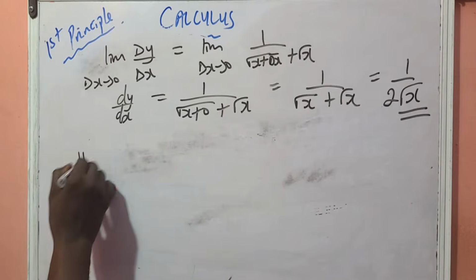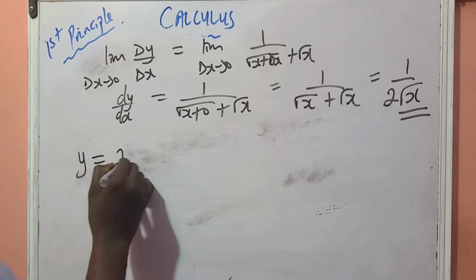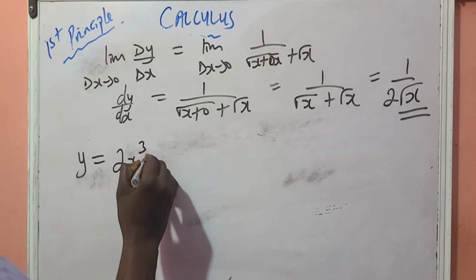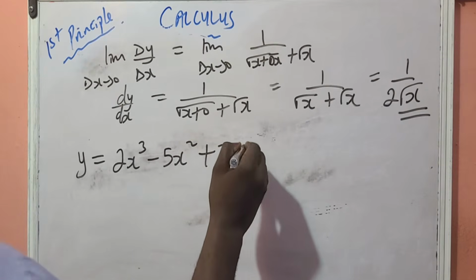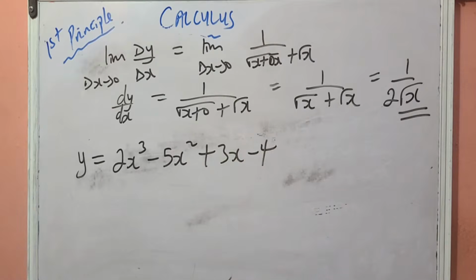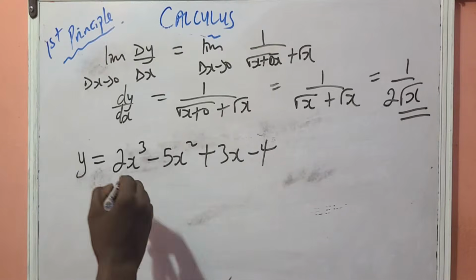So now you have y equals 2x cubed minus 5x squared plus 3x minus 4. Can you make use of first principle? Can you quickly do this? Make use of first principle solving this question. Can you quickly attempt that? First principle, make use of first principle solving this question. And let's see how you're going to do this. Using first principle, can you do this quickly?